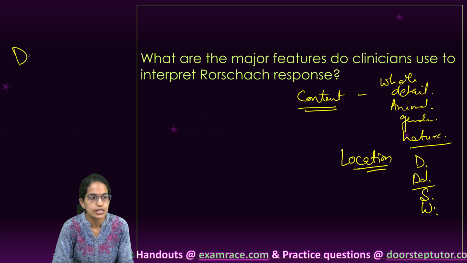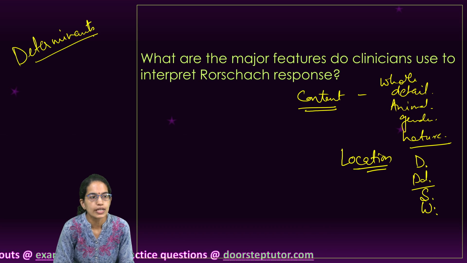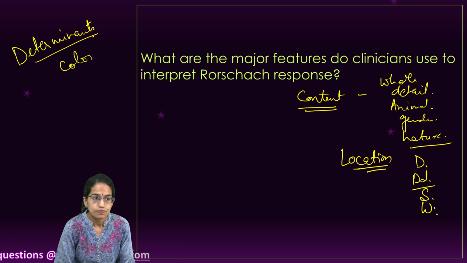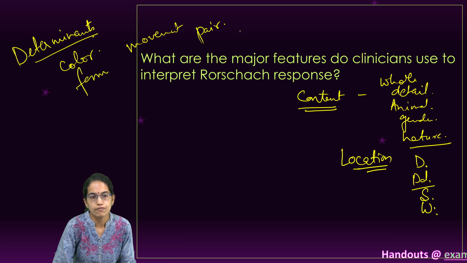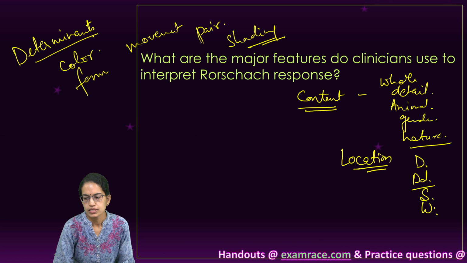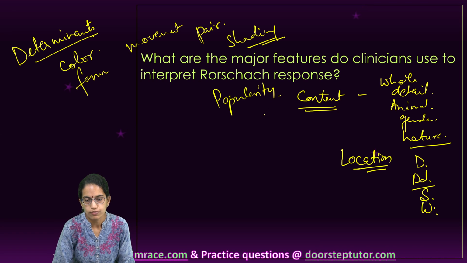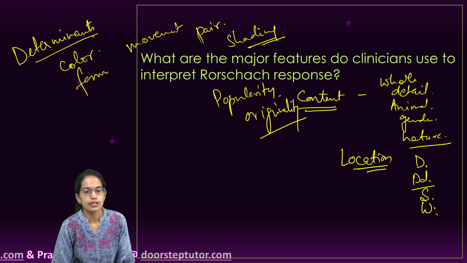Then we have the determinants. Under the determinants, what is taken into account? Under determinants, we have various elements like color. We take into account form, movement. We talk about pair, reflection, then shading. So those are determinants. Then besides this, how popular it is. So popularity of the design and originality of the design are another important category.